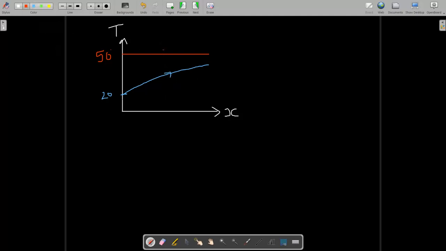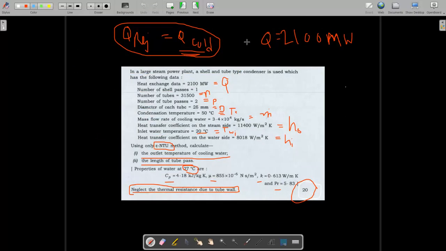And steam will be at 50 degrees Celsius but only phase change. Okay, so we have to find this temperature. What is the outlet temperature? T2.